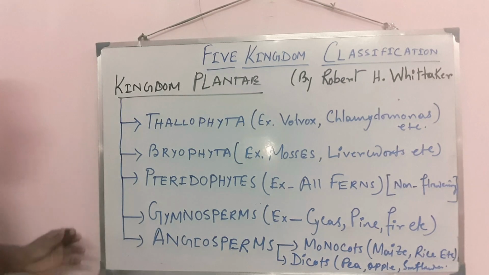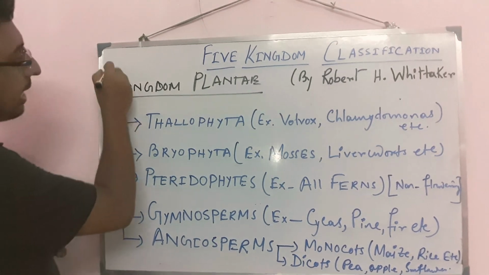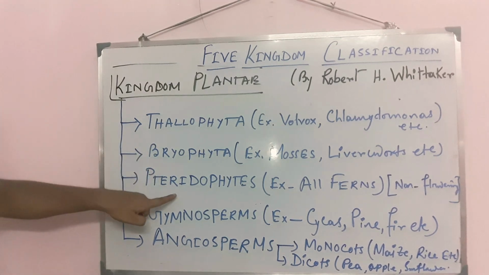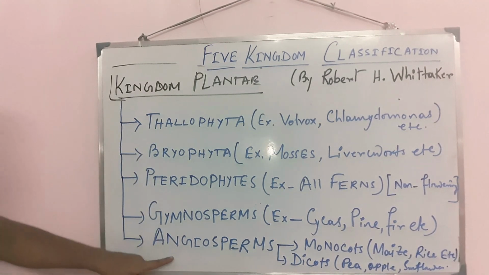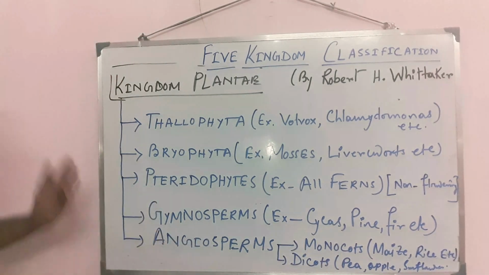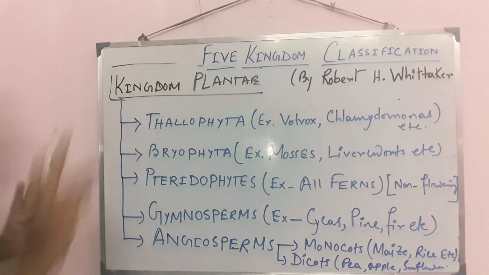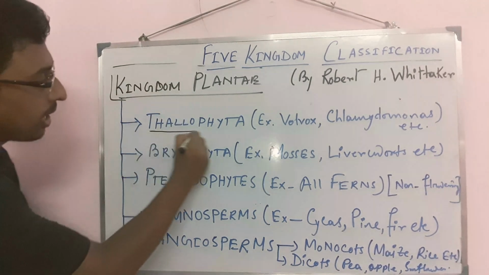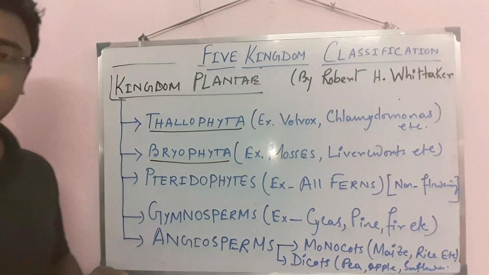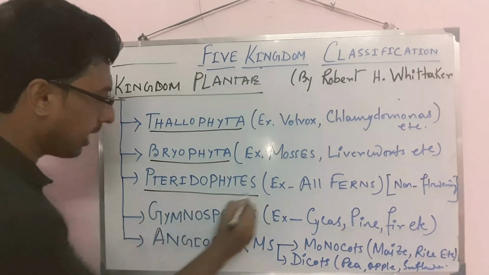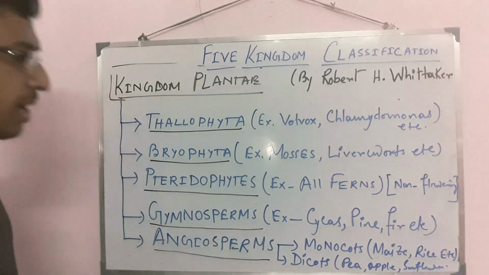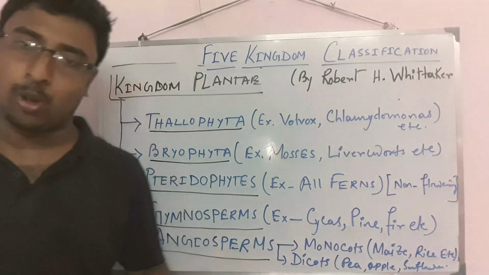Kingdom Plantae can be divided into Thallophyta, Bryophyta, Pteridophytes, gymnosperms, and angiosperms, and the angiosperms are divided into monocots and dicots. So I am starting again here. Kingdom Plantae is divided into number 1 Thallophyta, number 2 Bryophyta. Similarly, number 3 Pteridophyta or pteridophytes, number 4 gymnosperms, number 5 angiosperms, and the angiosperms are divided into monocot and dicot.